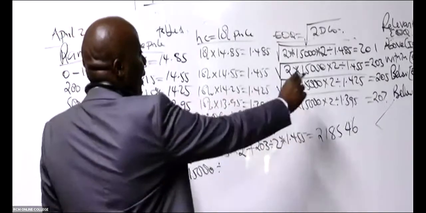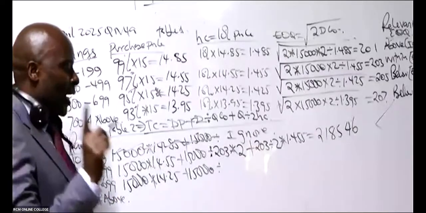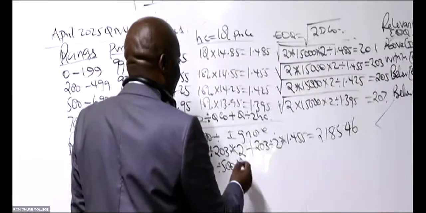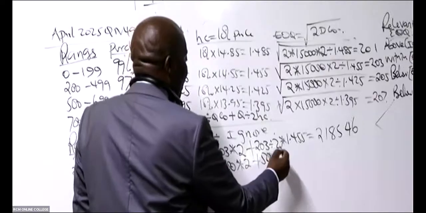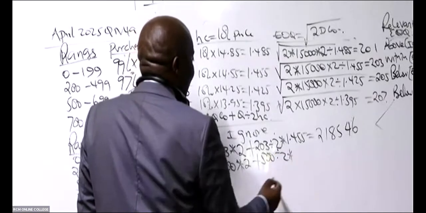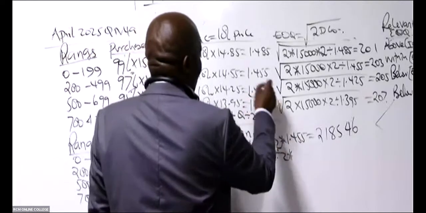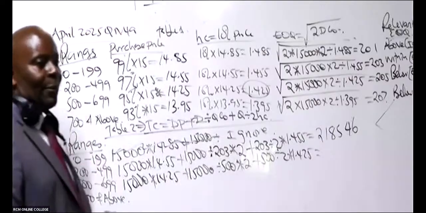The third quantity here is how many units? The third quantity, it's 500 times, in this case here, the CO, which is 2, plus 500 divided by 2. And I know for the third class that the holding cost per unit is this one here, 1.425, like that, which will end up giving me what figure?